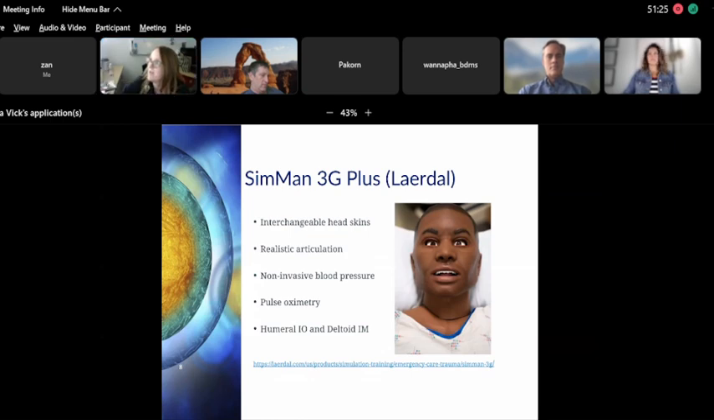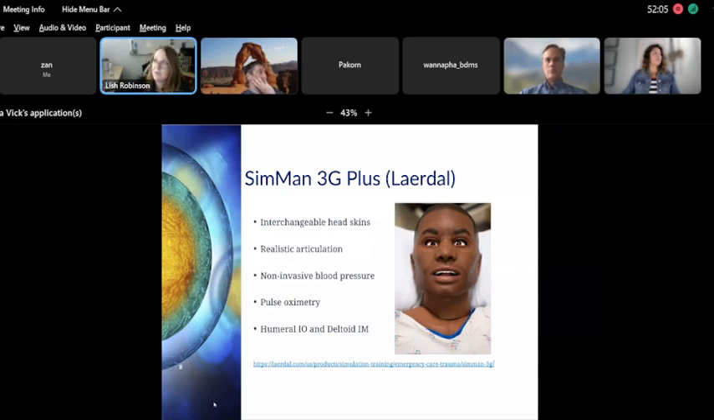This is our new SimMan 3G Plus. SimMan 3G Plus comes from Laerdal, and he has a little bit of a more realistic facial features, whether you get the Caucasian, the medium skin tone, or the African skin tone. He also, like Susie, has interchangeable head skin, so you can make him into a geriatric patient if you buy the additional mask for his face. His body has realistic articulation, which is new. The old SimMans did not have that as a feature.